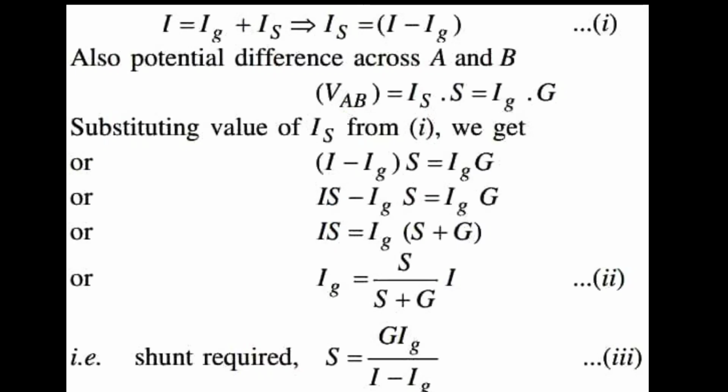Since both these are connected in parallel combination, the potential must be equal. So using that, we get the expression V is equal to IR. Since the potentials are equal, we apply the expression Ig G is equal to (I minus Ig) multiplied by S, and after doing the respective calculations, we get the expression for S, and this expression is the required value of the shunt resistance, which is used to convert a galvanometer into an ammeter.